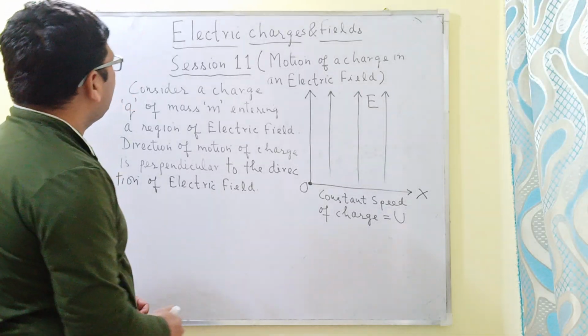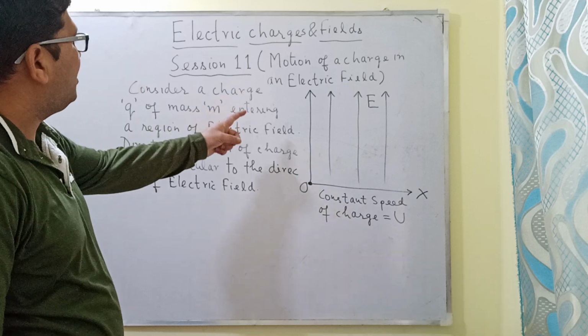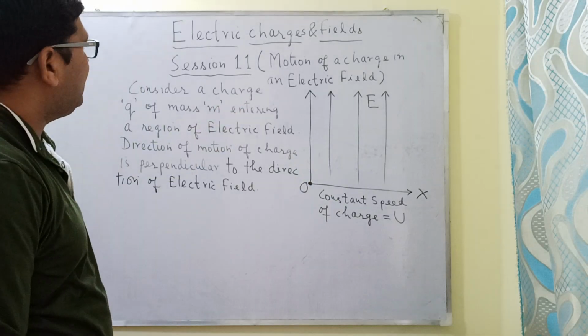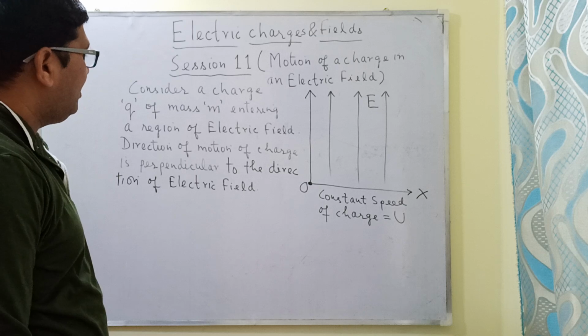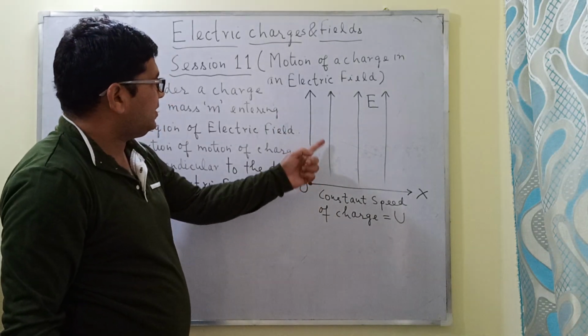Good afternoon, everyone. Today is session 11 from the chapter of electric charges and fields. The topic is motion of a charge in an electric field. And here I have drawn one diagram.